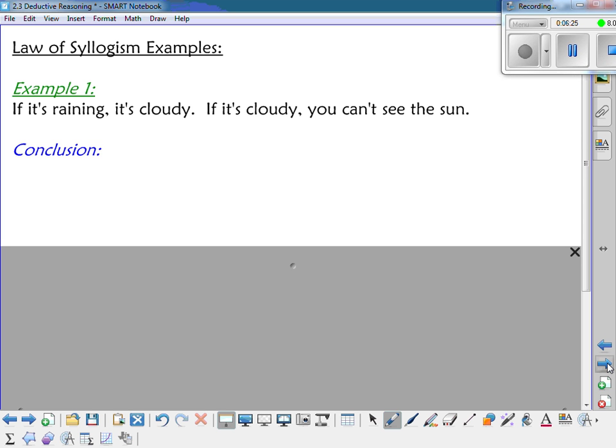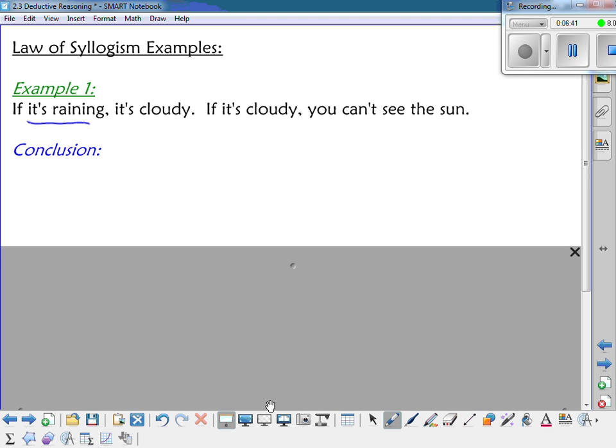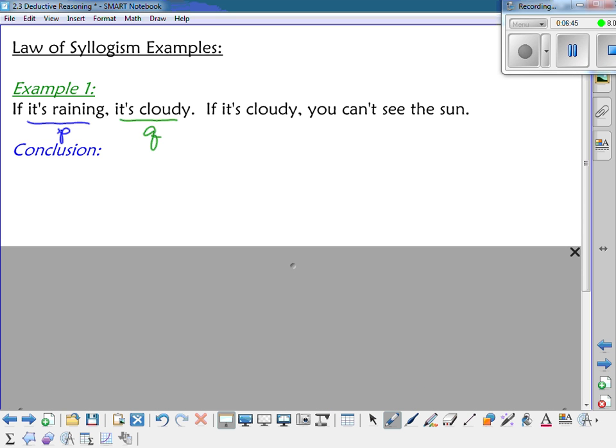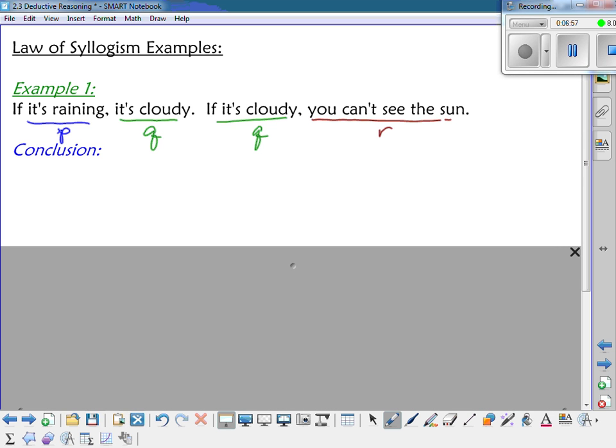Okay, law of syllogism. We start off with 2 if-then statements. If it's raining, then it's cloudy. If it's cloudy, you can't see the sun. So if we look at this, if it's raining, that's P. Then it's cloudy, and that's going to be my Q. Now the next statement starts with the Q. If it's cloudy, and has a third statement that we haven't seen before, you can't see the sun. So that's one we're going to call R.